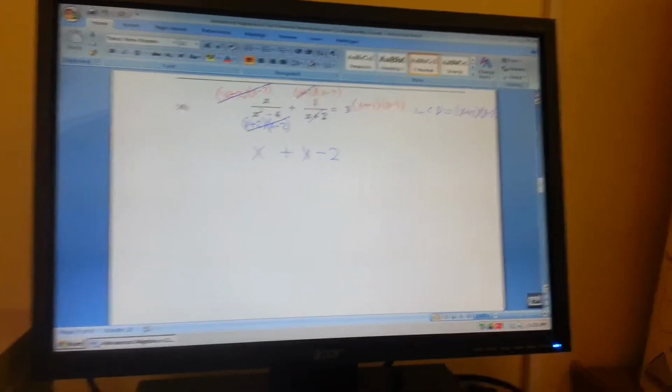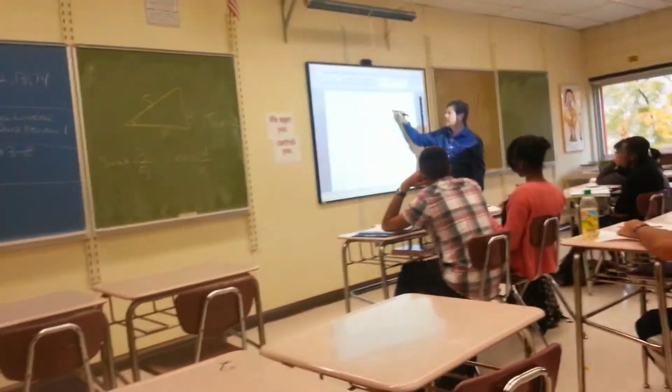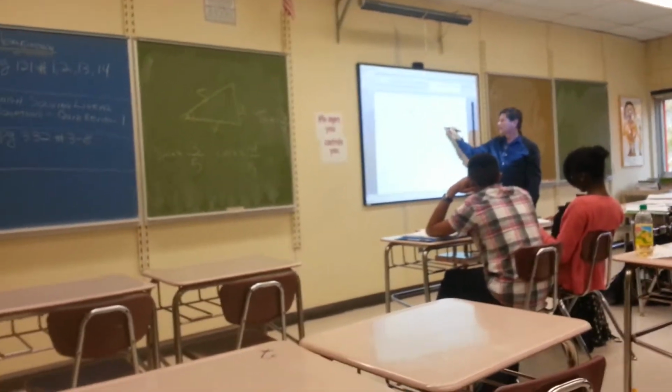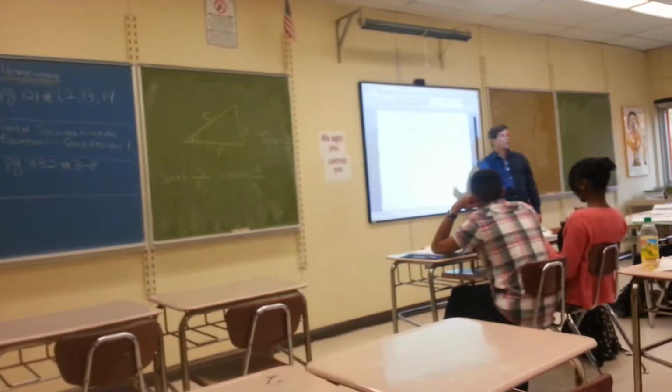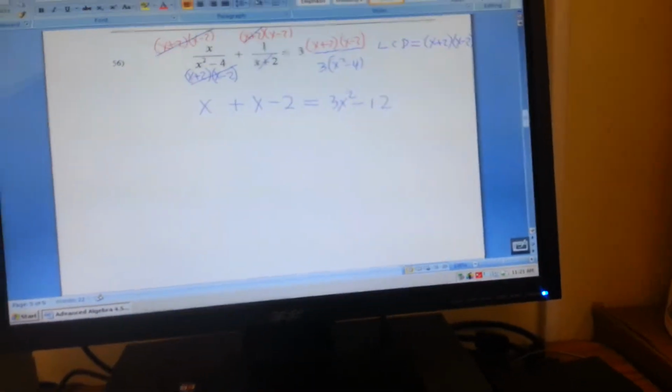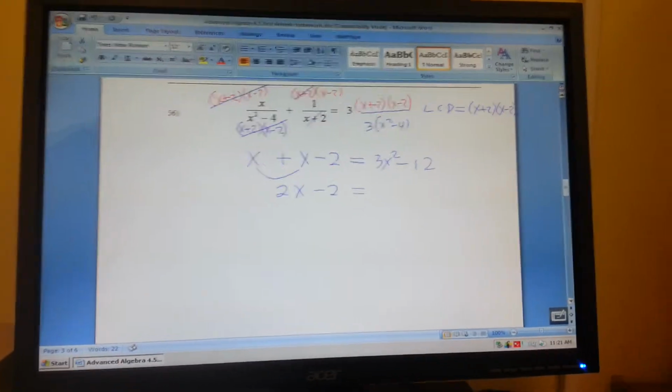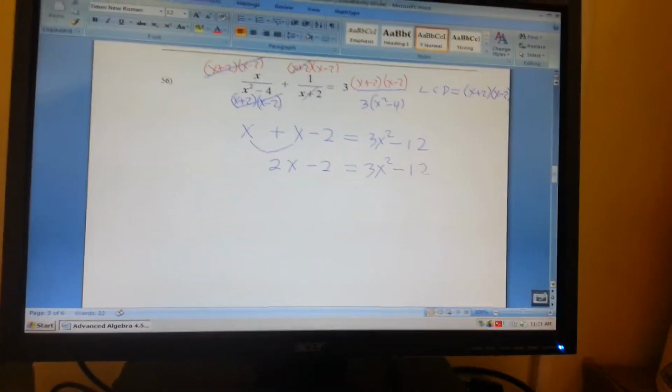Now on the right side, I'm going to multiply these first. x squared minus 4 is right. Times 3 gives us what? Now check the right side. That's probably where you went wrong if you made a mistake. Next step: multiply terms. 2x minus 2, 3x squared minus 12.